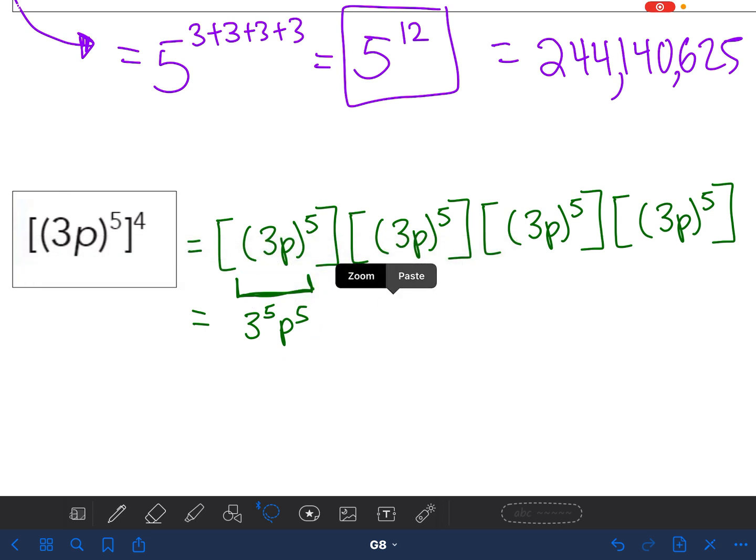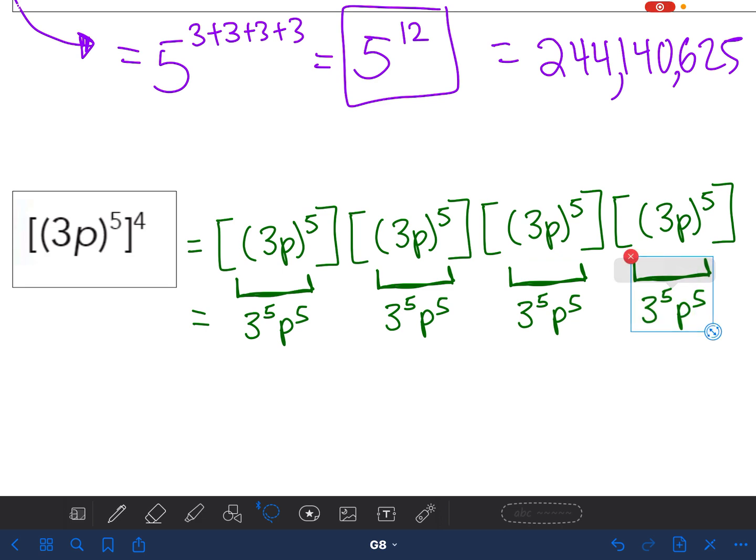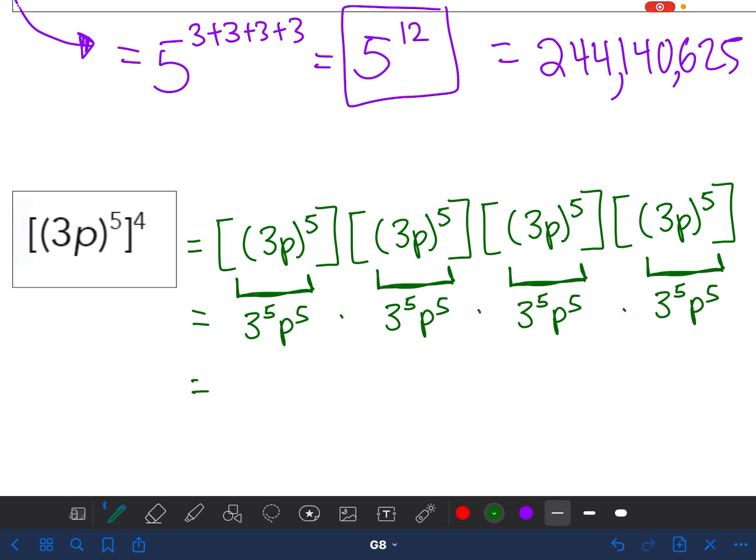Yeah, now you guys can see how it'd be really handy if you know the laws of exponents, because again, no one wants to sit down the whole day to expand all of these, right? Okay, so again, we've talked about this. If you have the same base, you just keep the base and add all the exponents. Okay, so I'm gonna separate the 3's and the p's. 1, 2, 3, 4.